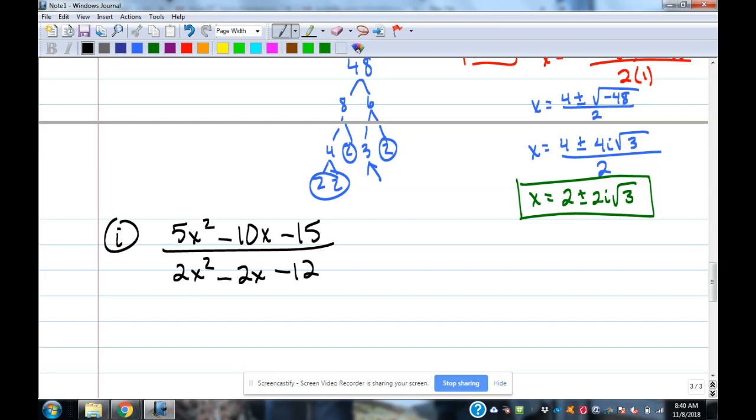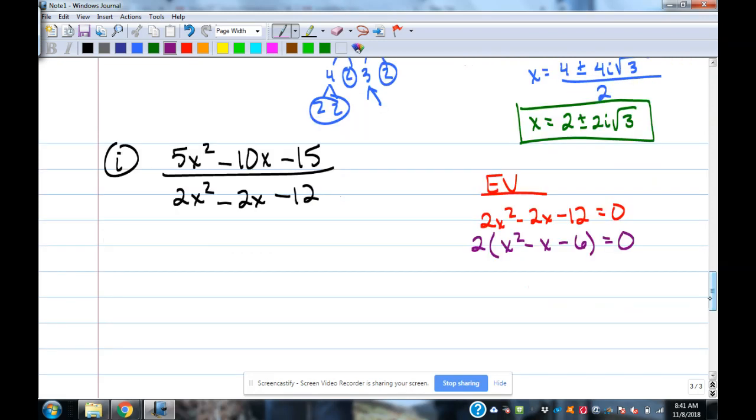EVs. Set the denominator equals 0. Two x squared minus 2x minus 12 equals 0. That looks like it might factor. So let's factor it. How does it factor? 2 is a GCF, good. Leaves you x squared minus x minus 6. What about x squared minus x minus 6?